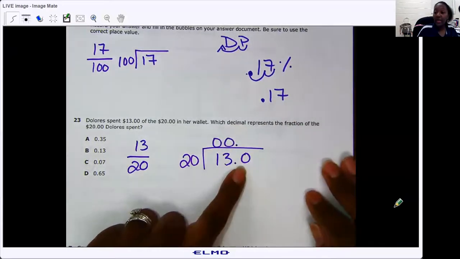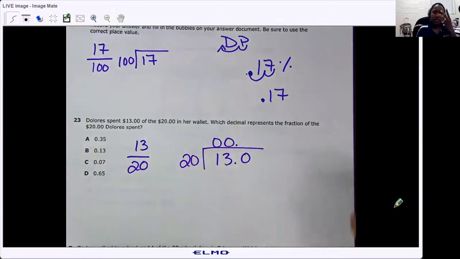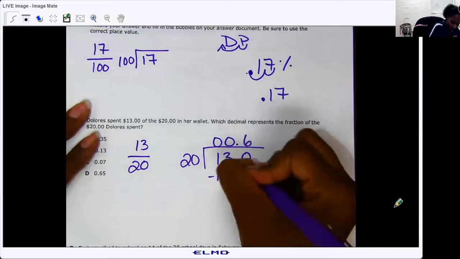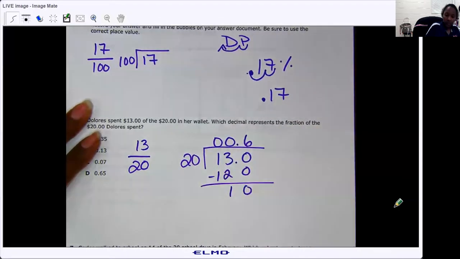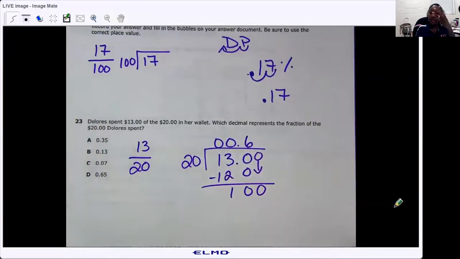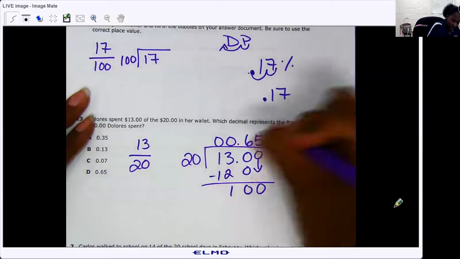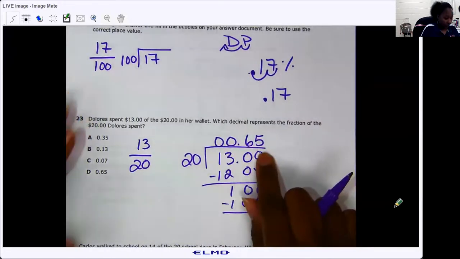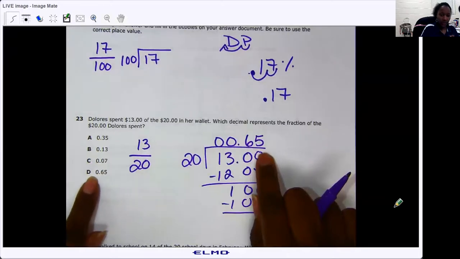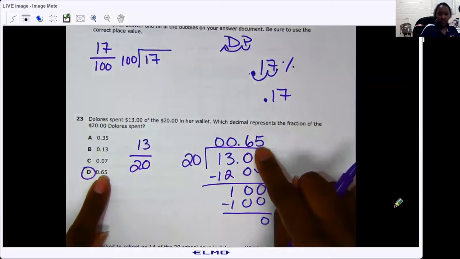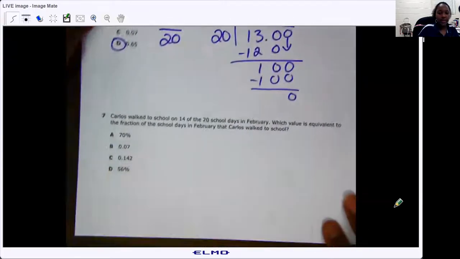How many 20s can we get into 130 or close to 130? 2, 4, 6, 8, 10, 12, 14. Too much. So 20 times 6 will give me 120. I have 10 left over. Add a 0. How many 20s can we get into 100? 2, 4, 6, 8, 10. 5. Now we're 0. I have a decimal. And if I look at my answer choices, letter D matches my work. 0.65, 0.65. All right, last one, ladies and gentlemen.